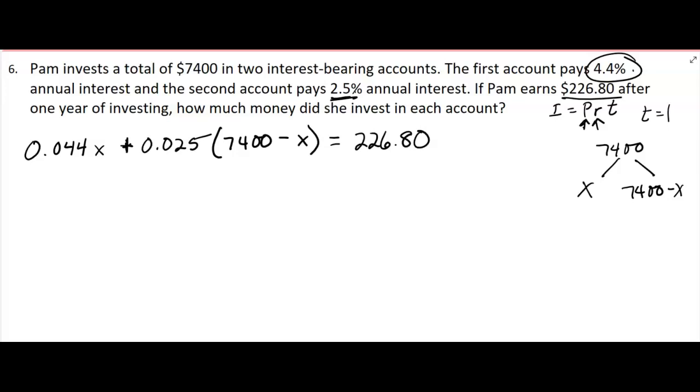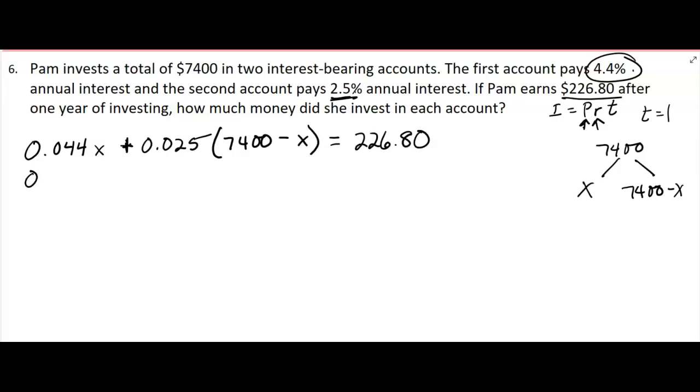So that didn't matter. If you're wondering, well, wait a minute, I had the 44 on the 7,400 minus x and the 25 on the x, that's fine too. It's just a matter of which one you're finding first. Okay, so as long as you're consistent and everything, it's going to be okay.